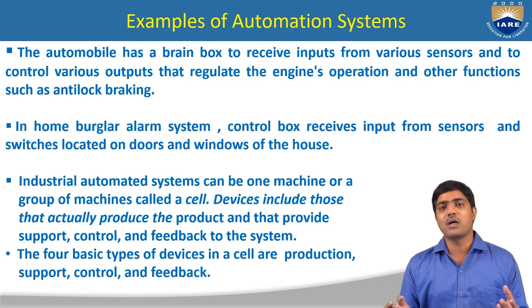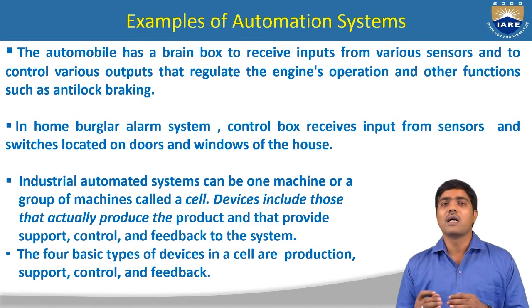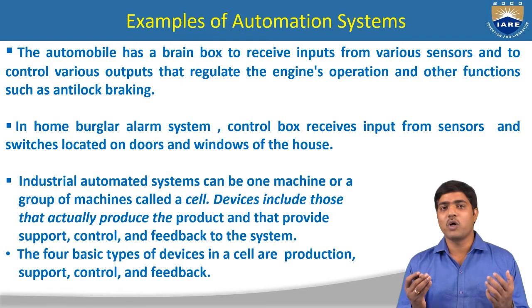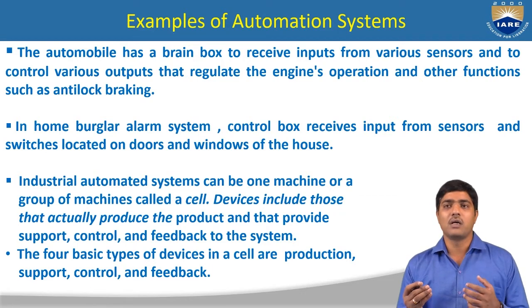So it is going to compare the various quantities, and based on the values it gets from the sensors, it is going to give the command and operate this particular anti-lock braking system. Another example you can take is the home buzzer alarm systems. Here the control box receives the inputs from the sensors and also switches located at the doors and windows of the house.